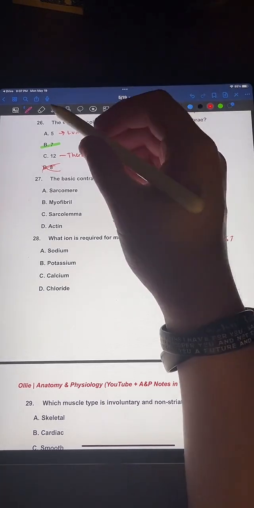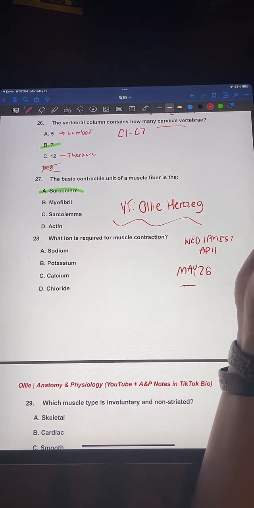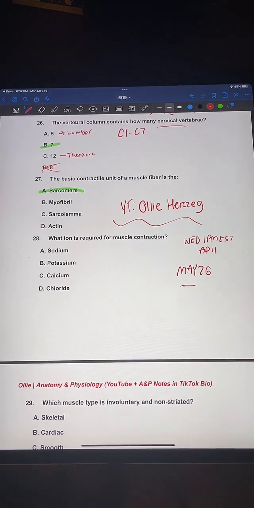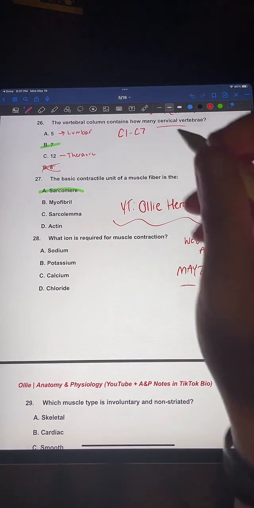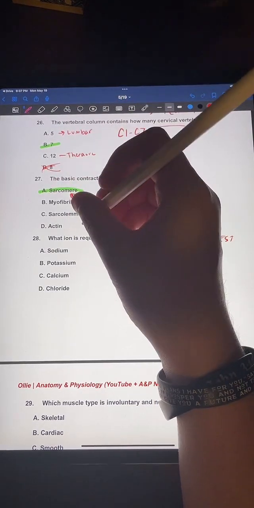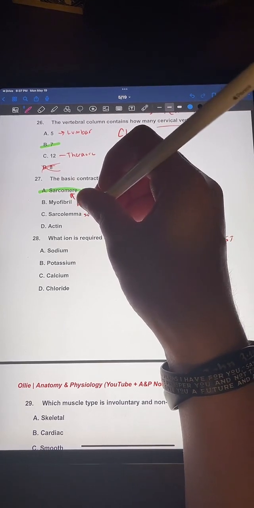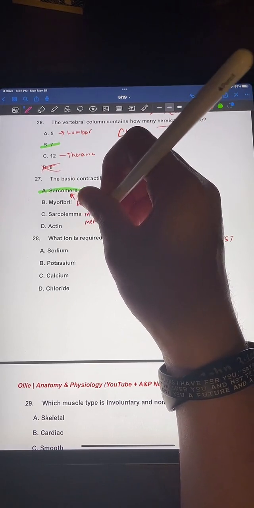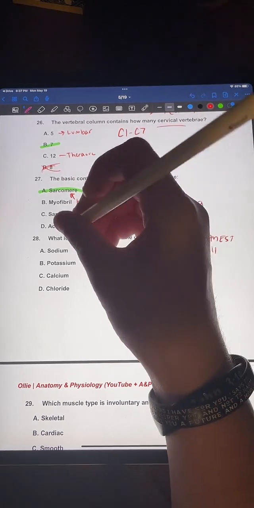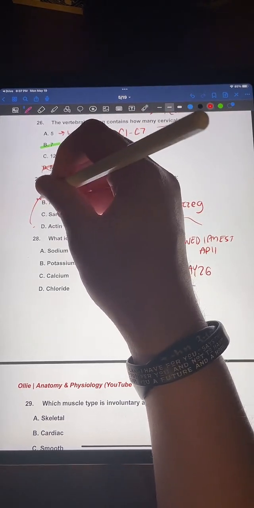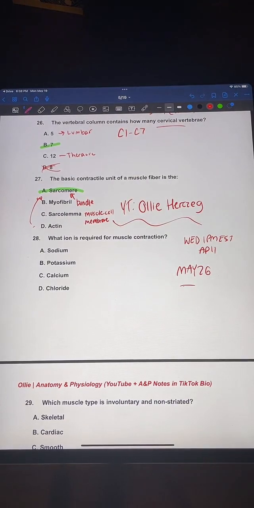Number 27, the basic contractile unit of a muscle fiber is the sarcomere. Sarcomeres are those repeating units in myofibrils that are responsible for muscle contraction. The myofibril is a bundle of sarcomeres. The sarcolemma is the muscle cell membrane. And actin is one of the filaments inside the sarcolemma. Or I'm sorry, the sarcomere.